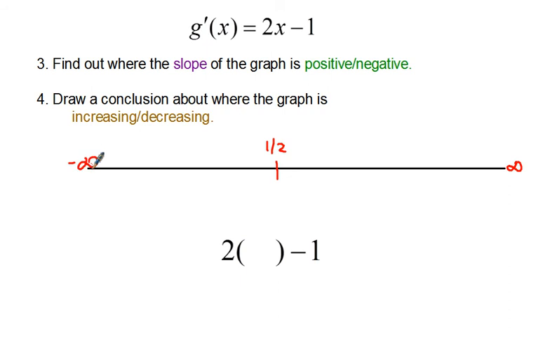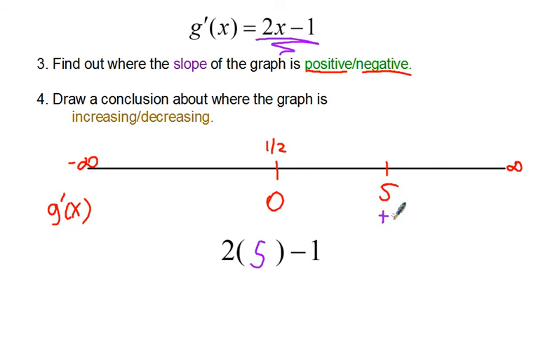And step 3, we'd like to know where the slope of the graph is positive and where is g prime negative? Well, we know in particular g prime is 0 at this critical number. And so let's go ahead and choose a value to the right of 1/2, like 5. Let's plug that into the formula for the slope. And we get 10 minus 1, which is 9. 9 is a positive number.